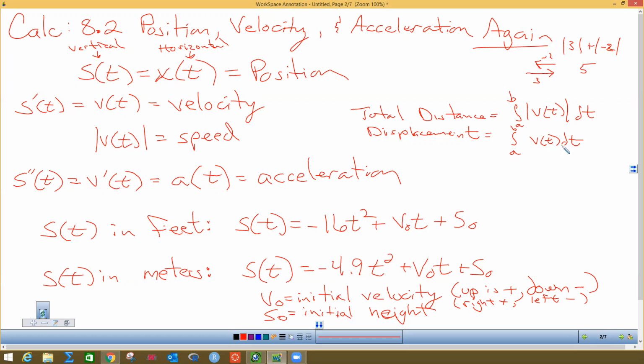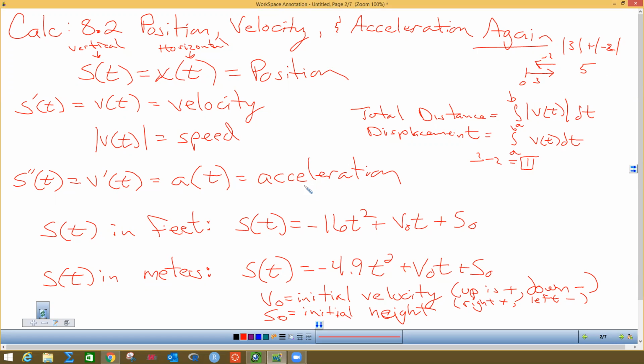Now, when you take that absolute value off, that's displacement. That's where does the object stop. So let's say it starts here at 0 and it went 3 right and 2 left, then the displacement would be 3 minus 2, meaning that it ended up at 1. So displacement is where it ends up, but the total distance is how far it traveled completely. Okay, and then S double prime is the first derivative of velocity, which is acceleration.